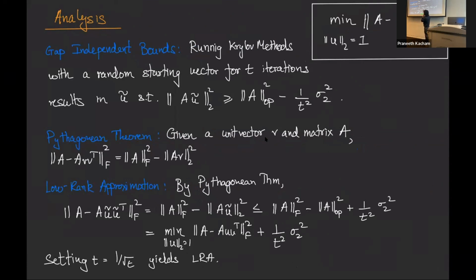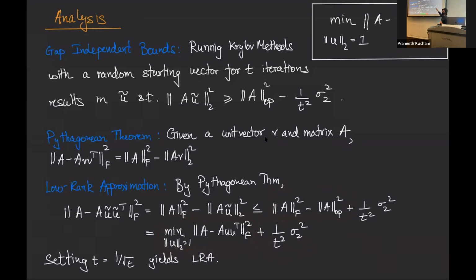Okay, great. Now we have a lower bound from our gap independent analysis on this. So this gives us essentially the Frobenius norm of A squared minus the operator norm of A squared plus this additive error, which is 1 over t squared times sigma 2 squared, right? Which was the additive error over here. If we simplify the expression over here, this is actually equal to the optimal cost. And the approximation that we're getting is this additive 1 over t squared times sigma 2 squared term. And if we set t to be 1 over root epsilon, this gives us the Block-Krylov guarantee from before.